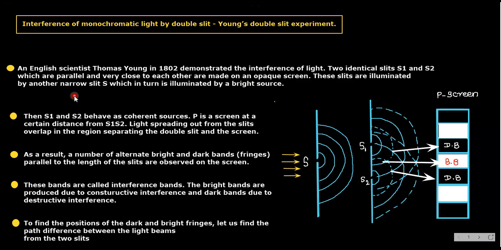What he did, he took two identical slits, S1 and S2, which are parallel and very close to each other. You can see here, these are the two slits which are parallel to one another. And these slits are illuminated by another narrow slit, which is in turn illuminated by a bright source. Whatever the light source is, it is here, and he made one slit here. Now this S1 and S2 will behave as coherent sources, and this P is the screen.